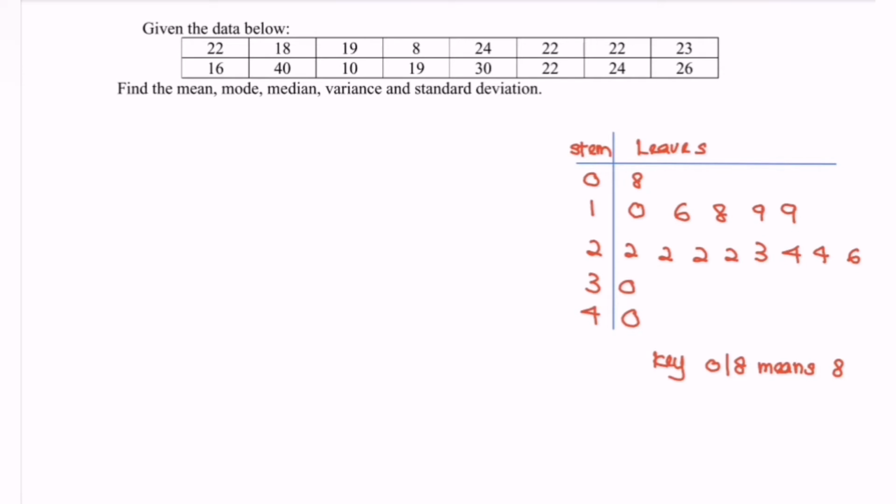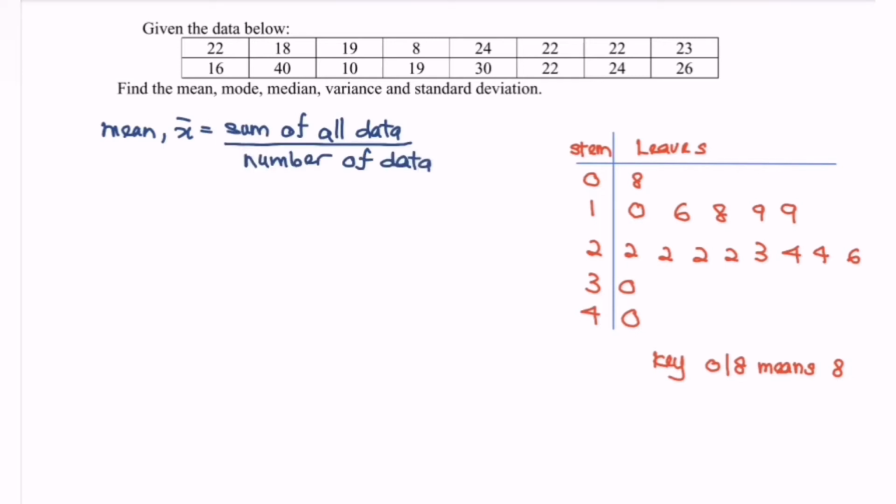Next, find the mean, mode, median, variance, and the standard deviation. Referring to the formula, the mean, denoted as x bar, equals the sum of all data divided by the number of data. Here the sum of all data equals 345 over the number of data, which is 16. So the mean will be equal to 21.5625. Rounded to 3 significant figures, the mean will be equal to 21.6.